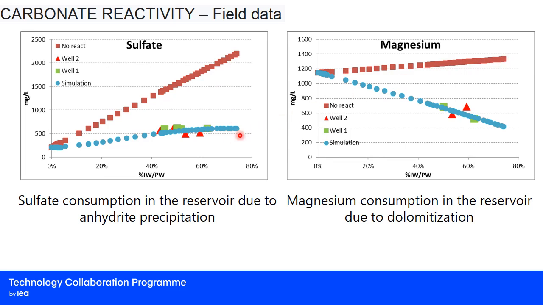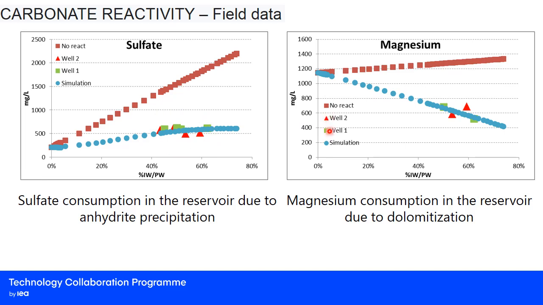The blue circles represent the result of the reactive model. So for the reactive model, we have both reactions happening: the dolomitization that is consuming magnesium and the precipitation of anhydrite that is consuming sulfate. The red triangles and the green square represent real data. So those are results that were measured in the field for two different wells.